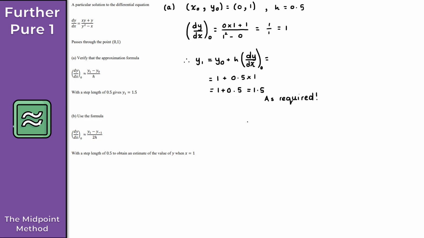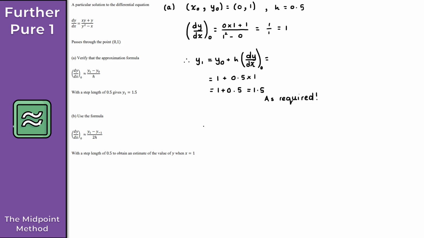So that gives us the solution here to part A. Now for part B, it says use the formula given here with a step length of 0.5 to obtain an estimate of the value of y when x equals 1. So now for the next part, we're using the midpoint method. And don't forget that the midpoint method here is a refinement of Euler's method.